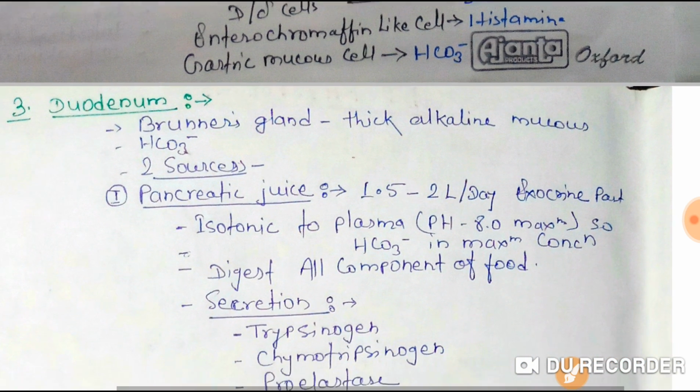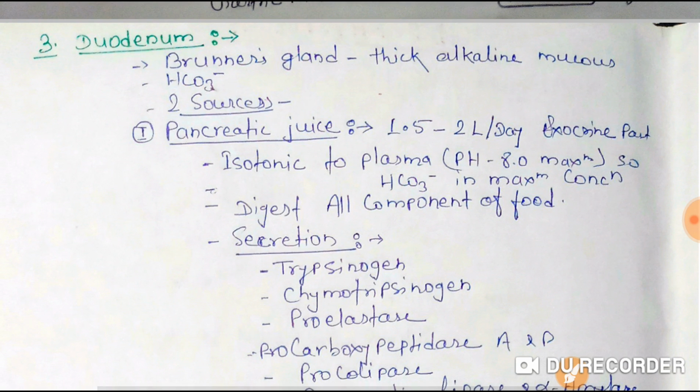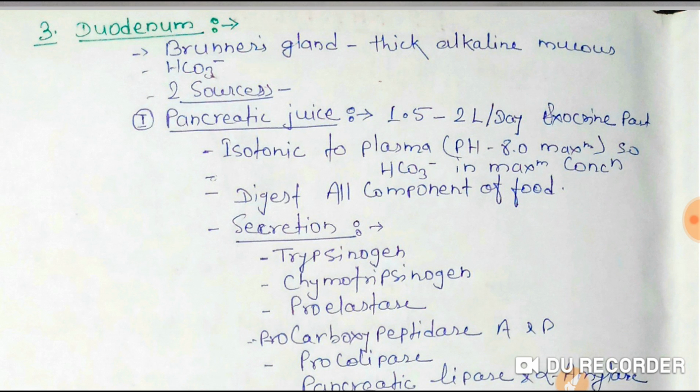Next is the duodenum. The Brunner's gland is situated in the duodenum. Many times it is asked where the Brunner's gland is situated, so it is in the duodenum, and it is for the secretion of thick alkaline mucus and bicarbonate ion. The duodenum secretion comes from two sources.